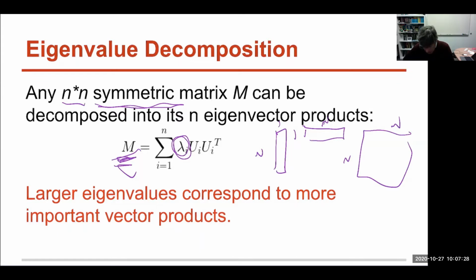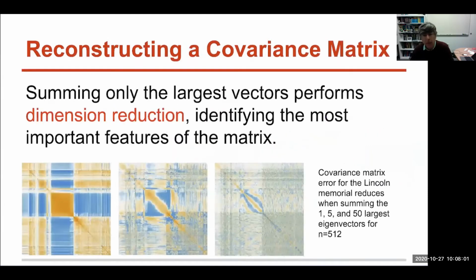But how important each one of these terms is for the matrix is summed up by this eigenvalue. So we can actually approximate the matrix by only taking the terms with the leading eigenvalues. And this is going to give us a way to take a data matrix and approximate it by a smaller feature vector, sort of like when we were talking about matrix factorization.